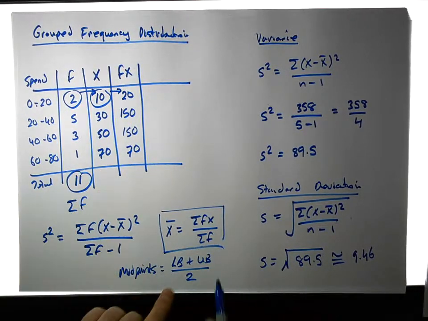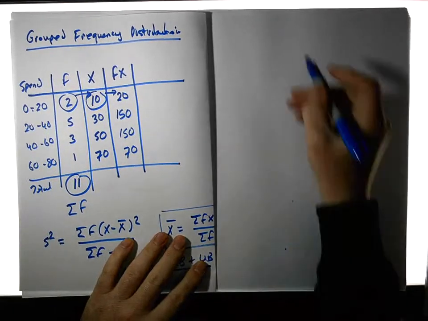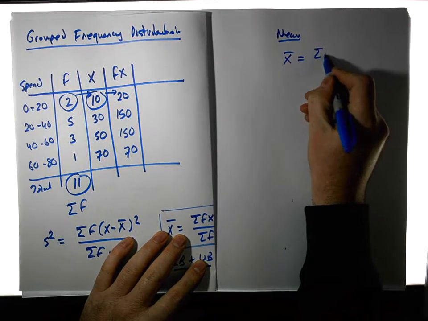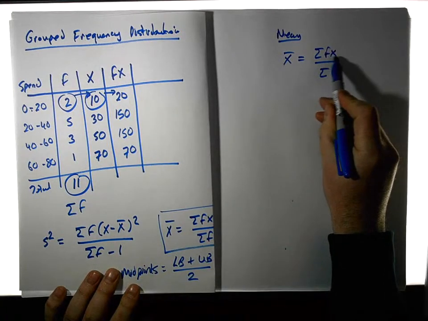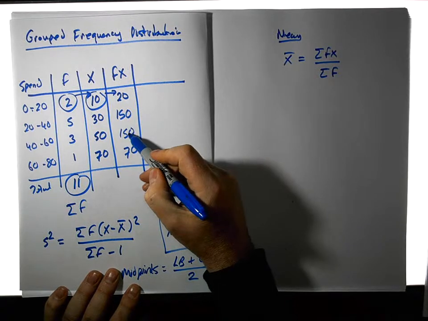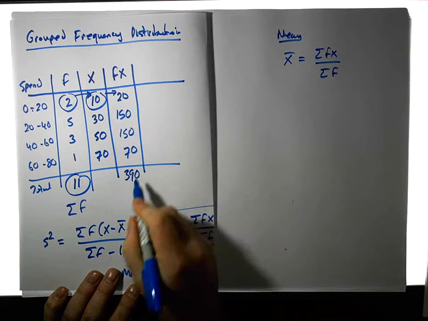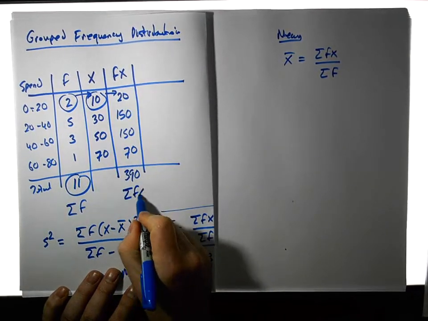Okay. Now for the mean, sorry, guys. To calculate the mean, we need for X bar, it's the sum of the F's times the X's over the sum of the F's. So we need the sum of the FX's. Yes, we need to sum up this column here. So you can see 150 and 150 is 300, and the 70 is 370, and the 20 is 390. So this 390 is the sum of the FX's.